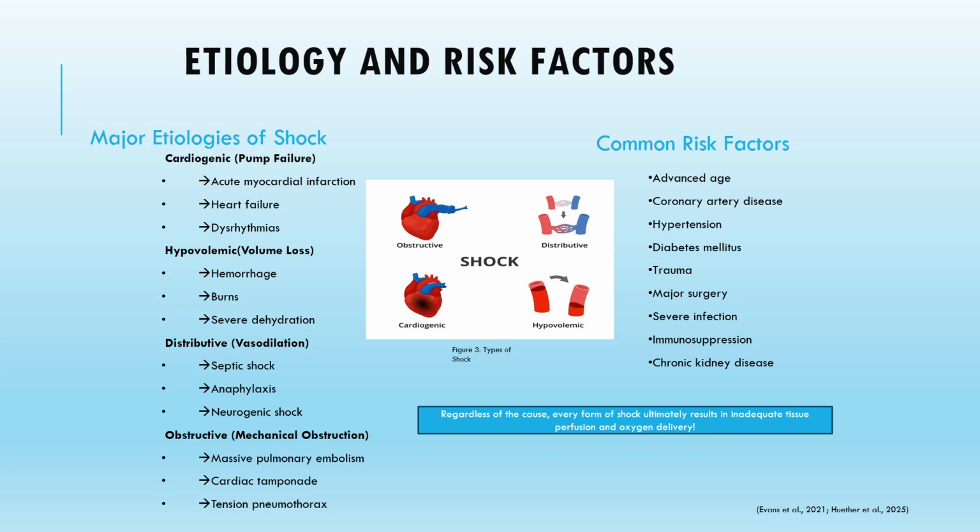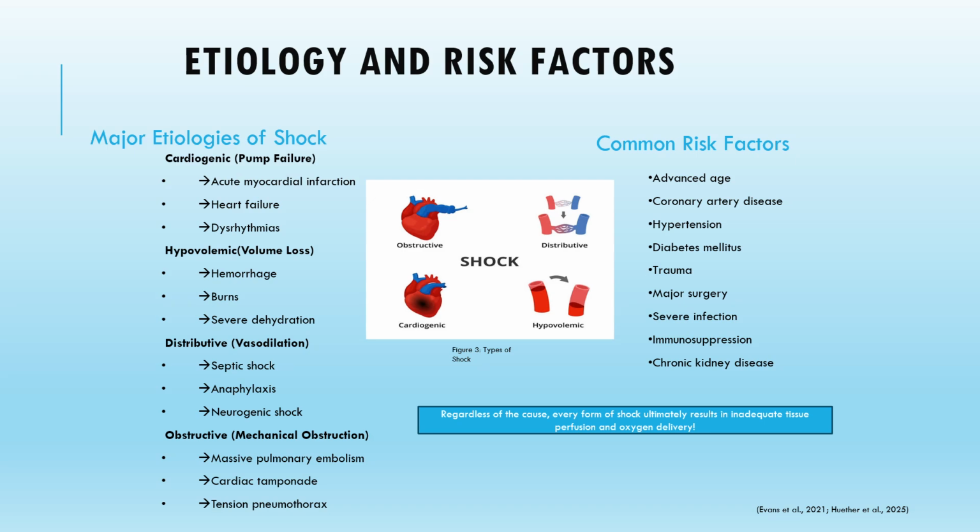Cardiogenic shock occurs when the heart is unable to pump effectively, resulting in reduced cardiac output despite an adequate circulating blood volume. Common causes include acute myocardial infarction, severe heart failure, and life-threatening dysrhythmias. Hypovolemic shock results from a significant loss of circulating blood volume. Hemorrhage remains the most common cause, although severe dehydration and extensive burns may also produce hypovolemia by reducing intravascular volume.